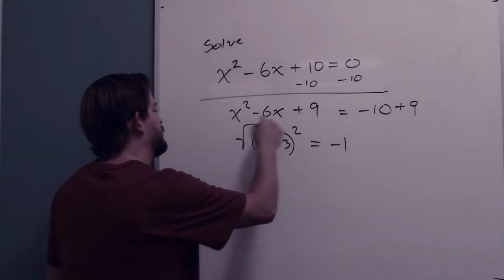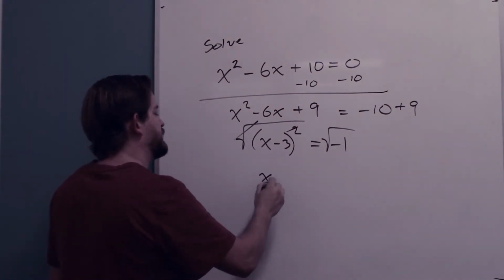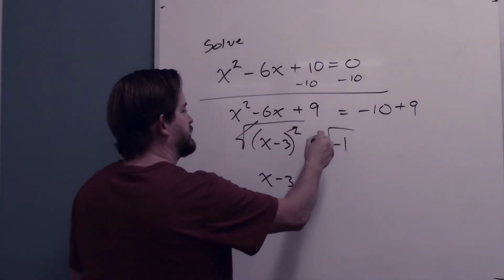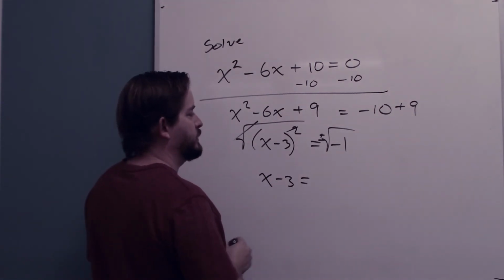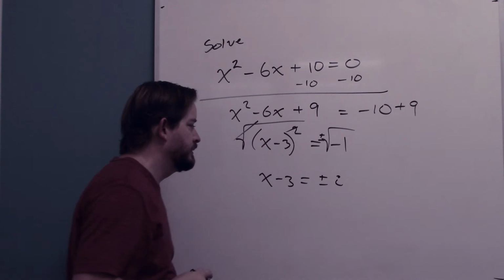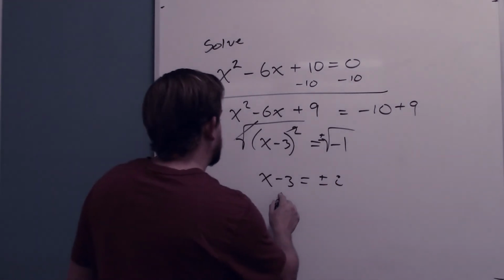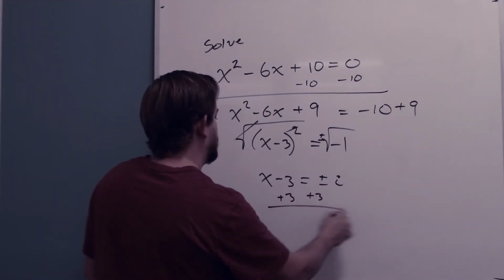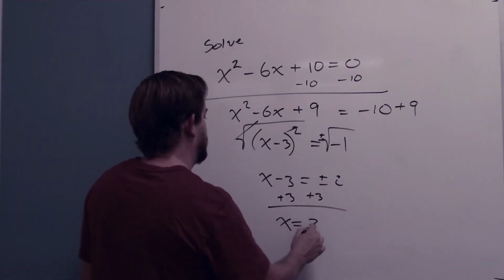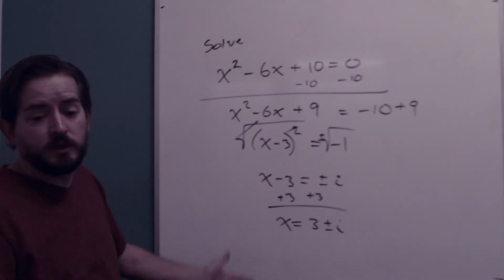If I square root both sides, the square root and the square cancel, leaving me with x minus 3. This is a plus or minus when I take that square root, but that is an i. And therefore when I add 3 to both sides, I get the same answer: 3 plus or minus i, in less work, I think.